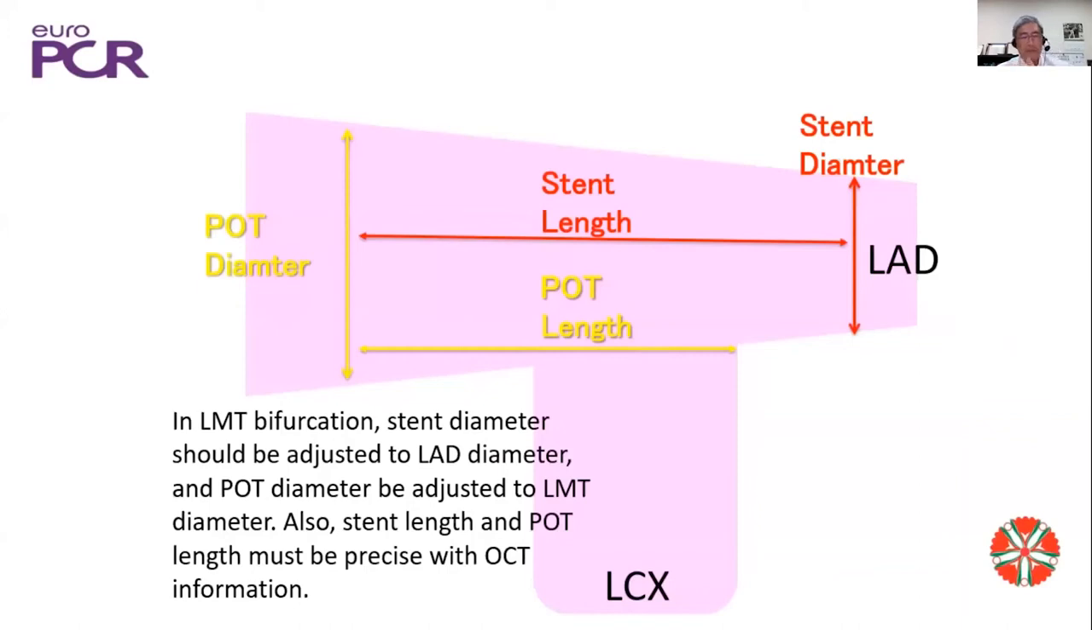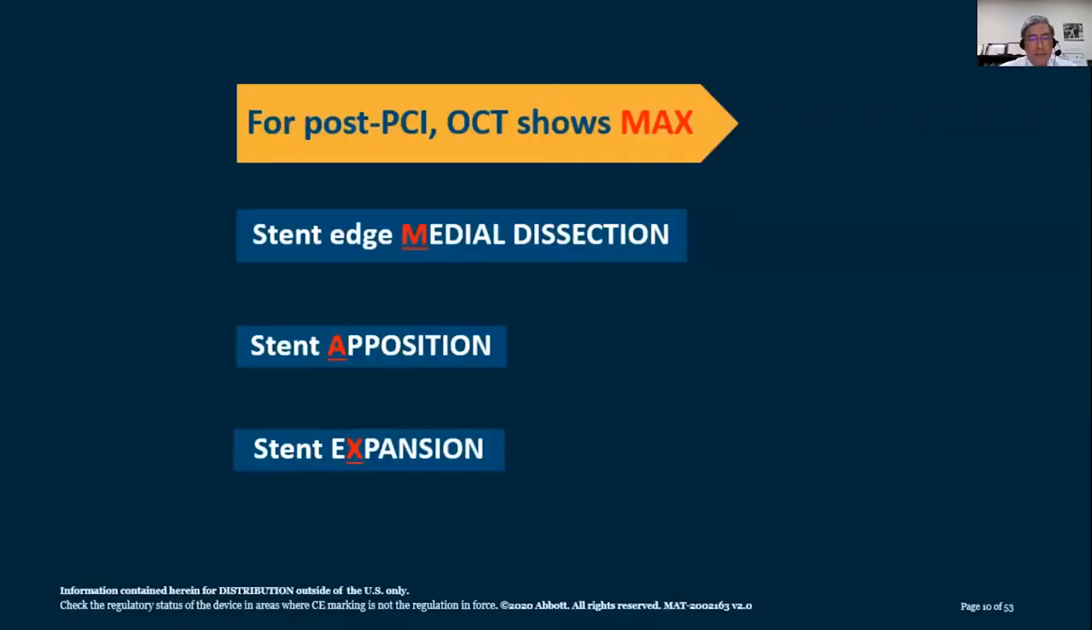For example, in left main trunk bifurcation, stent diameter should be adjusted to the LAD diameter, and POT diameter adjusted to the LMT diameter. Also, stent length and POT length must be precise with OCT information. For post-PCI, OCT shows MAX. M means stent edge medial dissection, A means stent apposition, and X means stent expansion.